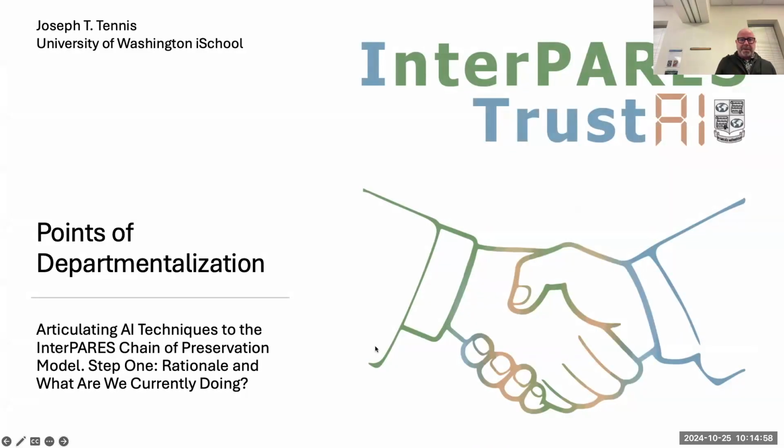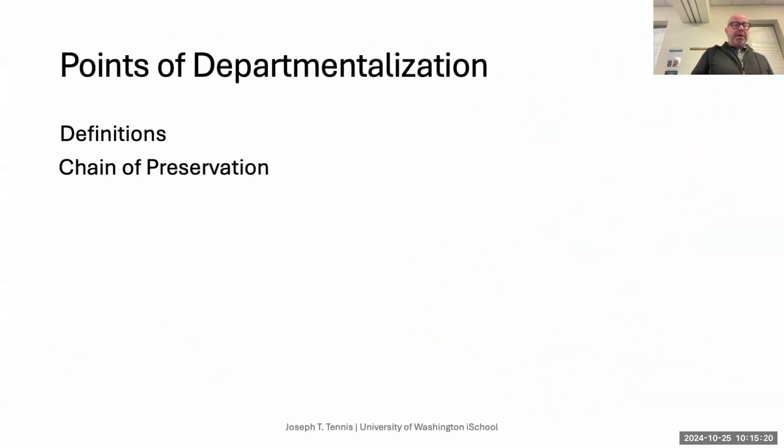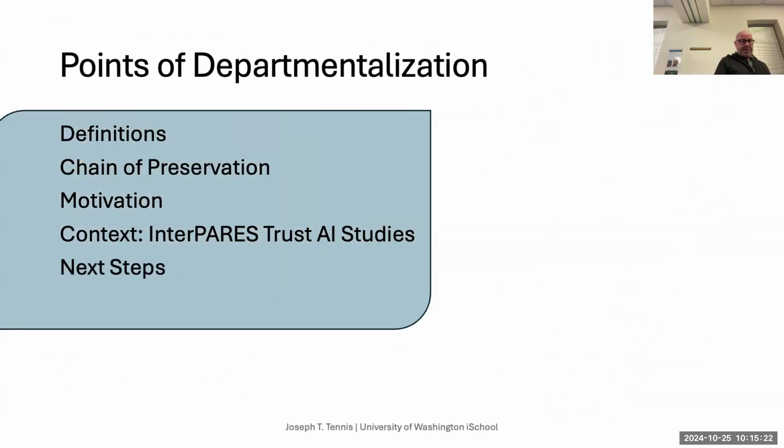Today, I'm going to be talking about points of departmentalization, articulating artificial intelligence techniques to the InterPARES chain of preservation model. And this is going to be step one of this evolving research because I think we need to establish the rationale for doing this today and what we're currently doing within the project that can address some of these issues already. So I'll do that by starting with some definitions.